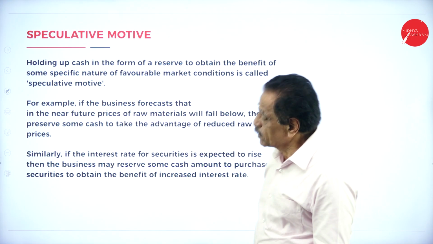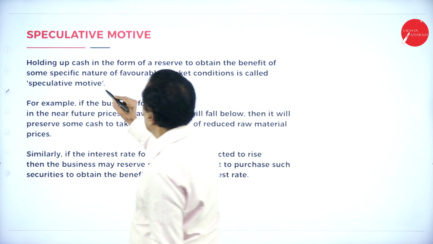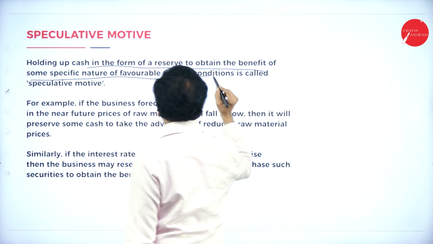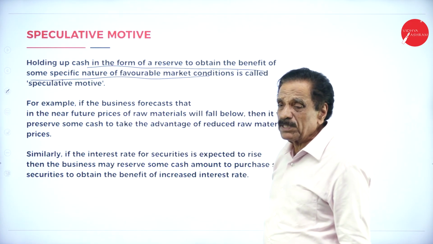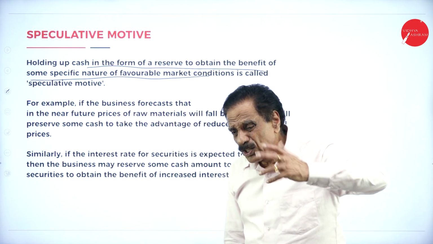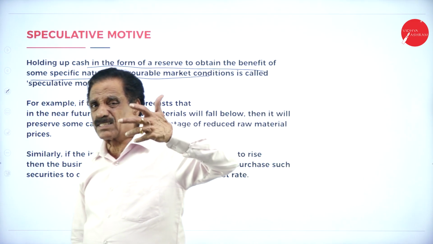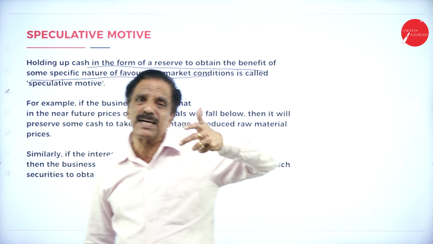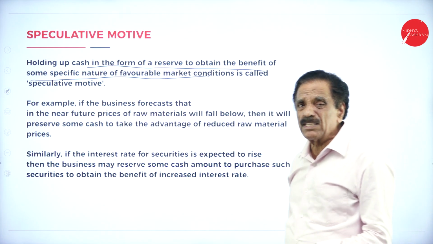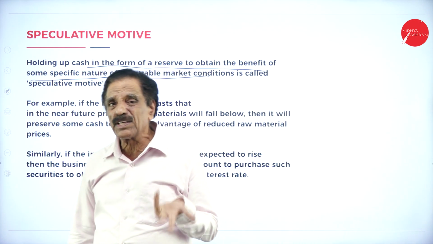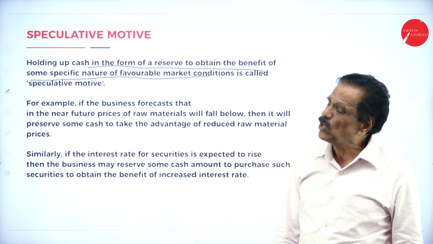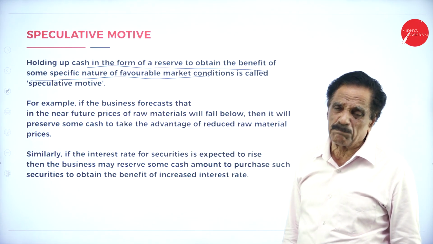Then we come to the speculative motive. Holding cash in the form of reserve to obtain the benefit of some specific, favorable market condition is called the speculative motive. Share values keep going up or down, so some funds have to be maintained. For example, you purchase a share at 100 rupees, and today its value is only 90. You are a sufferer of capital loss to the extent of 10 rupees. To meet these 10 rupees, you must have sufficient funds in your company.